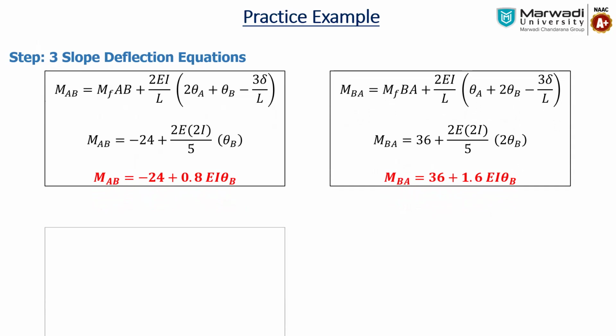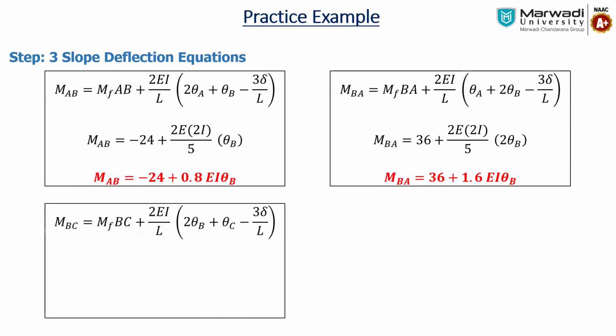Similarly, if we talk about the third equation, MBC equals MFBC plus 2EI by L, 2 theta B plus theta C minus 3 delta by L. Now in this case, theta B and theta C both are unknown, so we have to keep EI theta B and theta C as unknowns only.